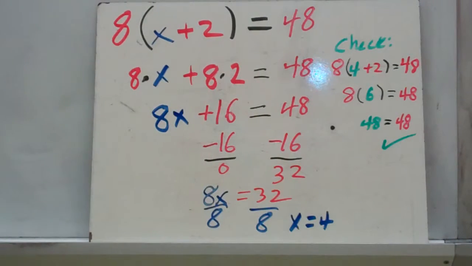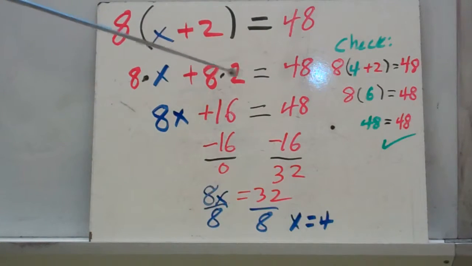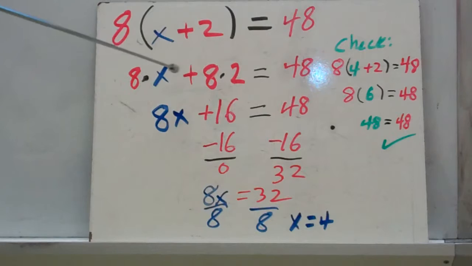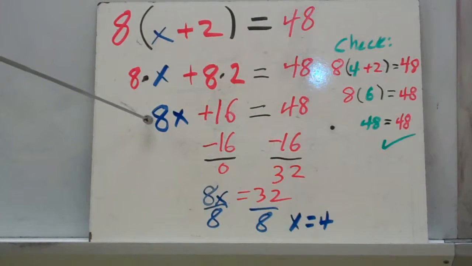With our next example, we have some parentheses to work in. We have here 8 times the quantity of x plus 2 is equal to 48. So we need to here distribute the 8 to the x and the 8 to the 2. So we'll end up with 8 times x plus 8 times 2, and 8 times x is 8x, and 8 times 2 is 16. And that is our new equation, 8x plus 16 is equal to 48.